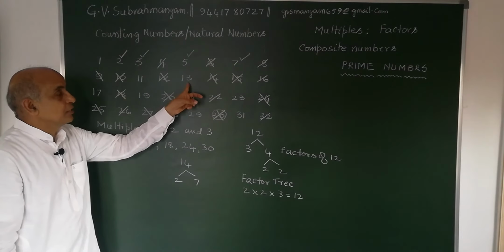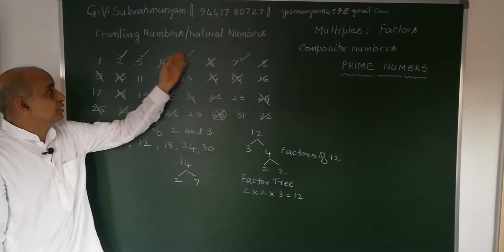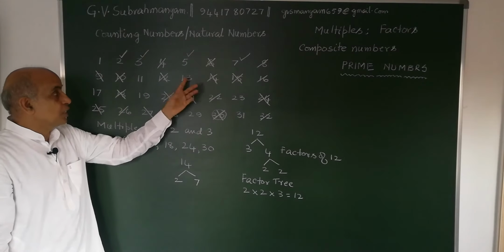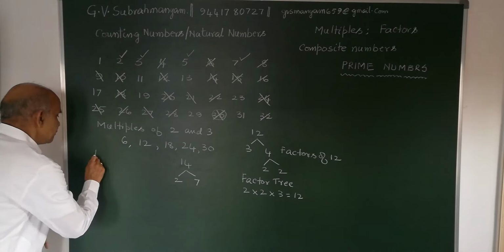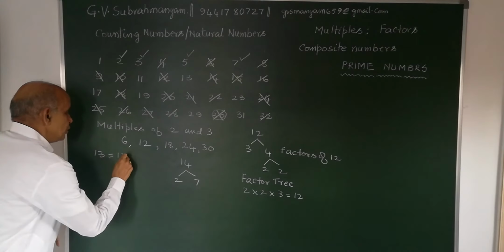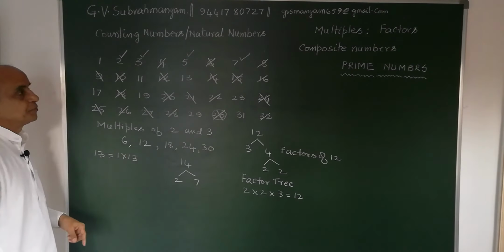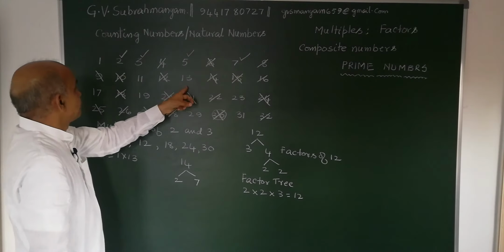But if you see 13, 13 is not a multiple of anything here. So 13 does not have any factors except 1. So 13 can be written as 1 into 13 only, no other. So 13 is a prime number.